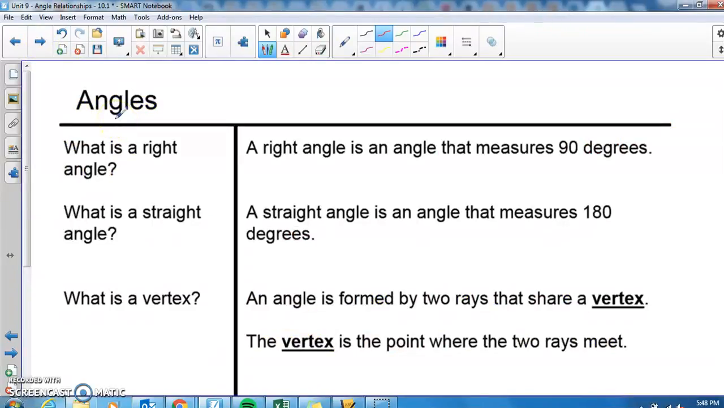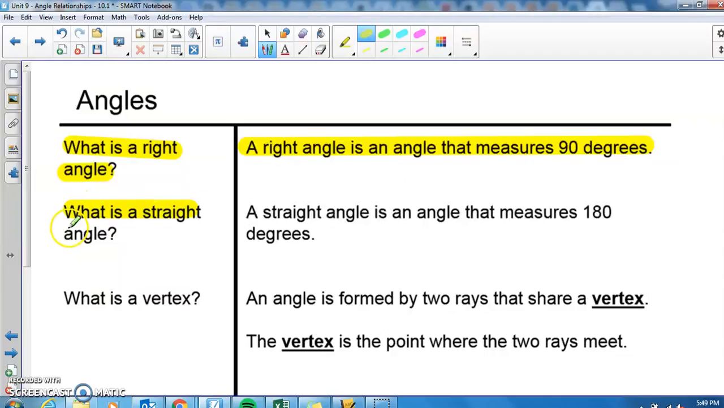All right, angles. Let's now talk about the different angles. This is where you can put this information with your vocabulary words. So what is a right angle? This would be the definition. A right angle is an angle that measures 90 degrees.